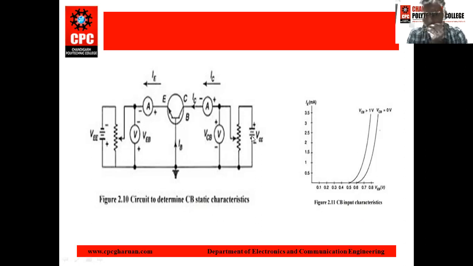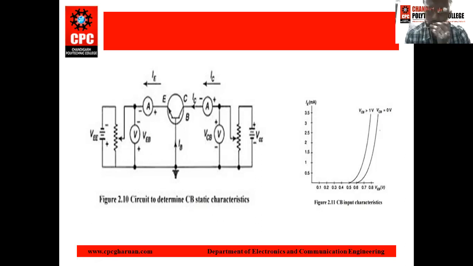First of all, we take this voltage, VCB, and it remains 0. After that, we increase the input voltage, that means we increase the VEB voltage, and observe the values of VEB and IE. So this is a forward bias circuit, and its characteristic is just like the forward bias characteristic of a p-n junction diode.